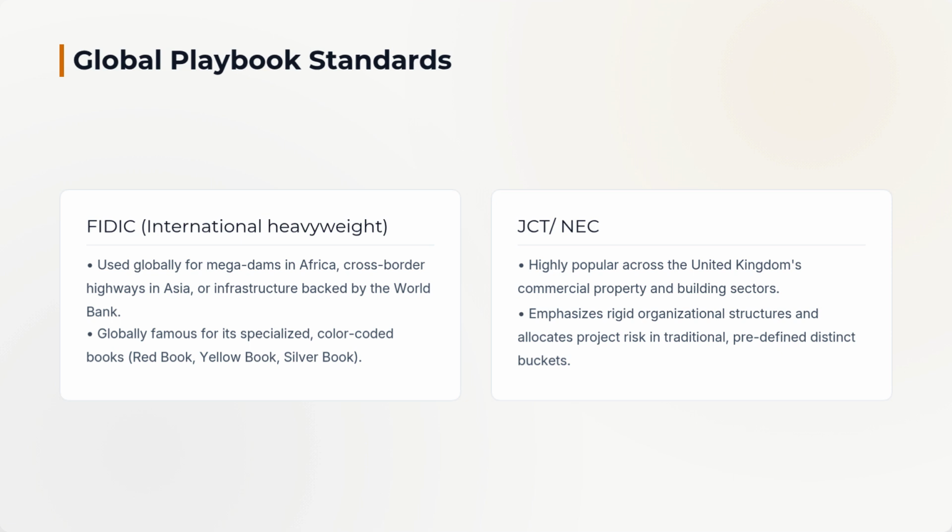JCT, the traditional UK standard. The Joint Contracts Tribunal is highly popular in the UK commercial property sector. It represents the traditional approach to contracting, where roles are strictly divided and risk is allocated in clear, distinct buckets. NEC, the collaborative modern tool. This is the contract family this masterclass is built around. Unlike traditional forms that act like referees waiting to penalize a foul, NEC acts like a co-pilot. It uses plain English, strips out legal jargon, and forces both parties to manage the project.